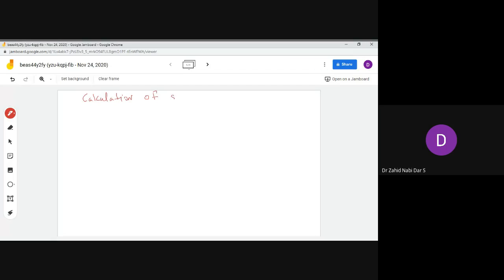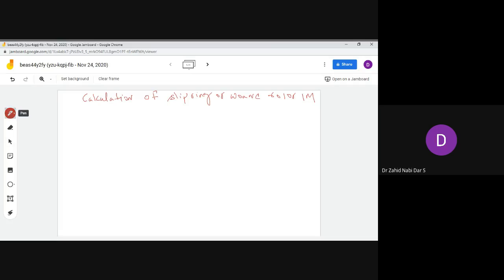Calculation of slip ring or wound rotor induction machine. Okay. Before moving to this particular part, I'll just briefly review.